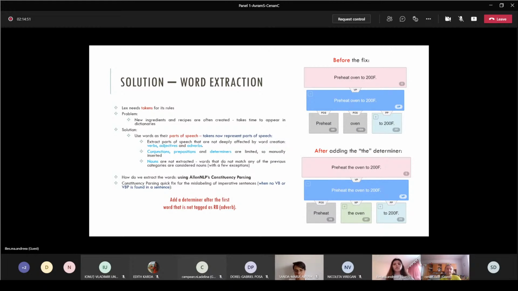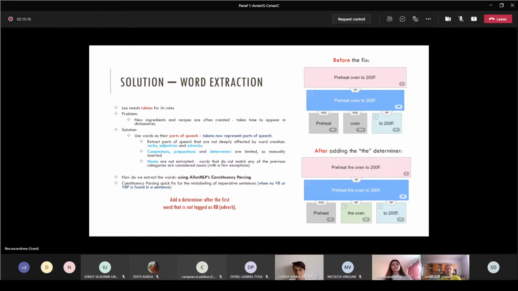The first solution that I thought of was dictionaries, but with recipes there's a problem: every day we can invent a new recipe or a new ingredient, and dictionaries take time to update. So I tried to take a general approach, and I noticed that all these new words are actually nouns. So I only needed to extract verbs, adjectives, and adverbs.